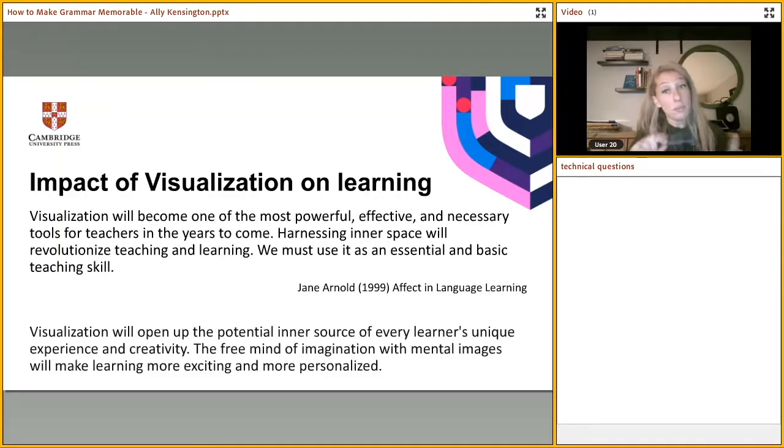Another thing, I very much like this quote as well. Visualization will open up the potential inner source of every learner's unique experience and creativity. The free mind of imagination with mental images will make learning more exciting and more personalized. So let them use this powerful tool, and as a result they can record it and send it to you.